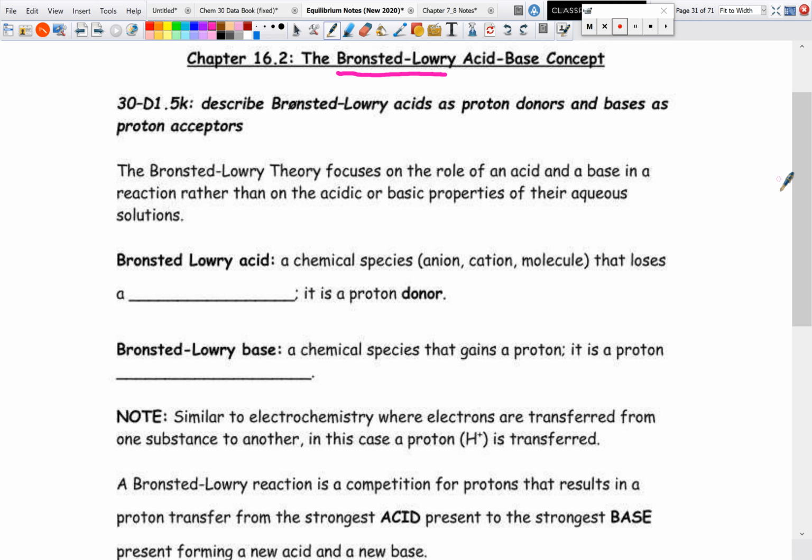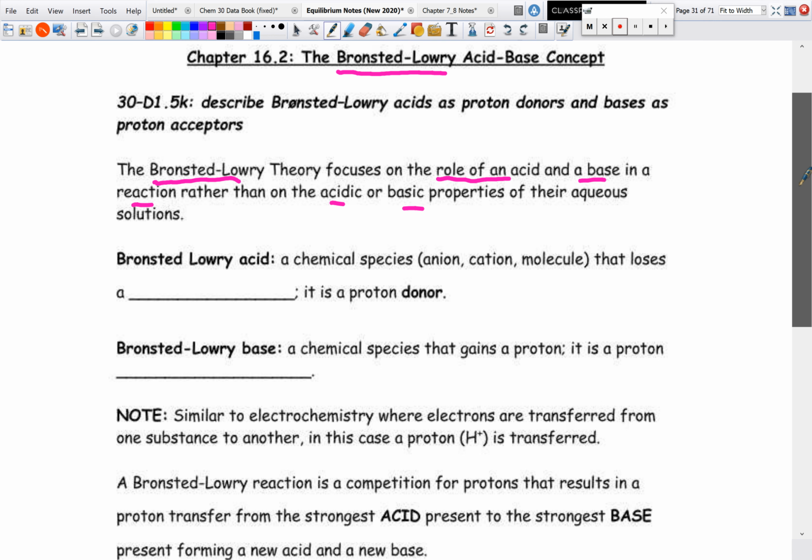And that is because, first of all, the Bronsted-Lowry theory focuses on the role of an acid and a base in a reaction rather than on acidic or basic properties of the aqueous solution. So this is where it actually looks at the reaction as a whole and not so much will it turn blue litmus paper red or will it have a pH or something like that.